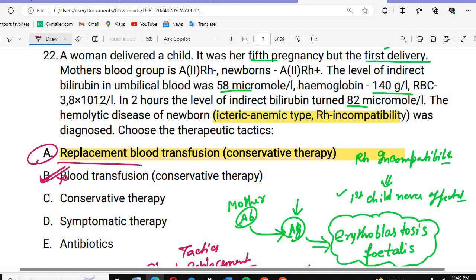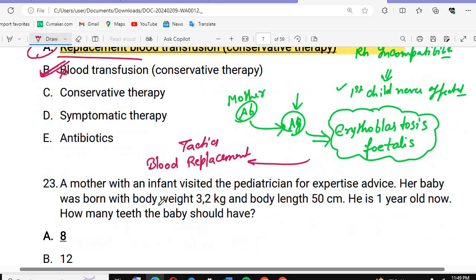The other options are also conservative therapy, symptomatic therapy. So there is a little mismatch. But in the main exam, this type of thing doesn't happen. If replacement is there, replacement will be the answer, and such types of options will not be there. Right? So don't worry.